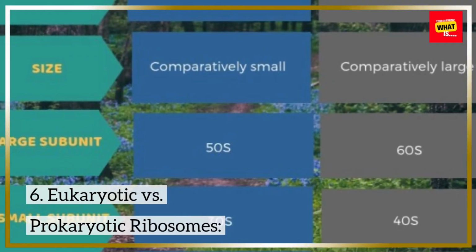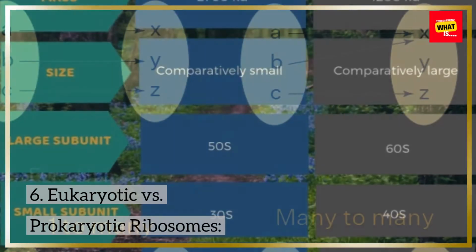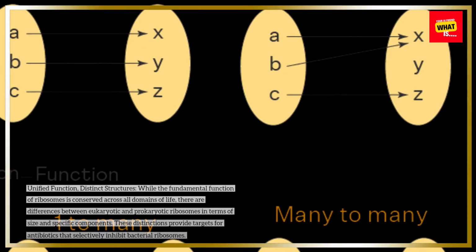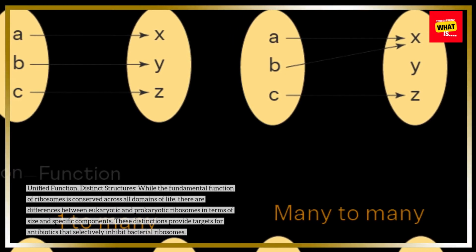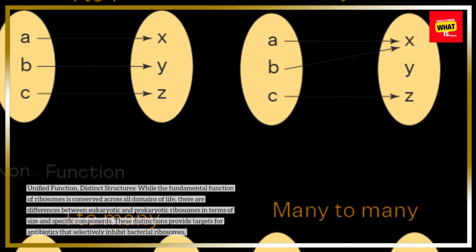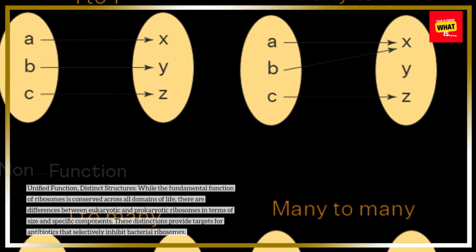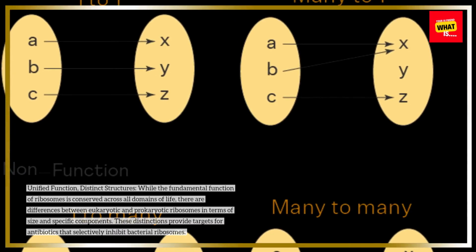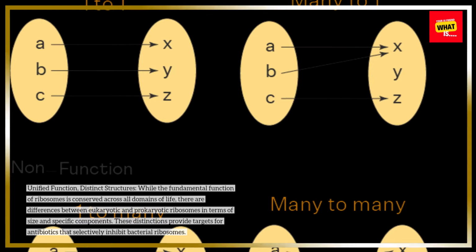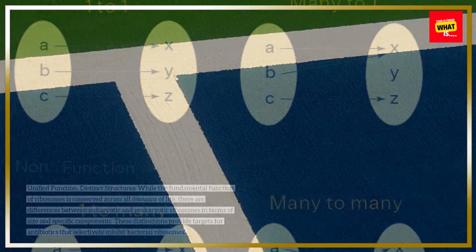6. Eukaryotic versus prokaryotic ribosomes. Unified function, distinct structures. While the fundamental function of ribosomes is conserved across all domains of life, there are differences between eukaryotic and prokaryotic ribosomes in terms of size and specific components. These distinctions provide targets for antibiotics that selectively inhibit bacterial ribosomes.